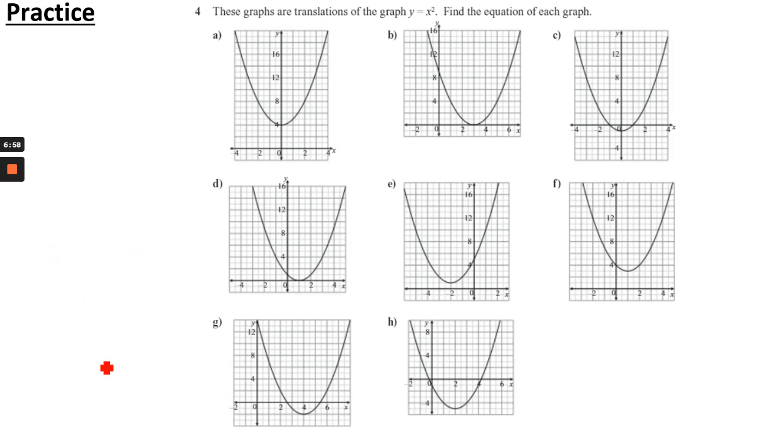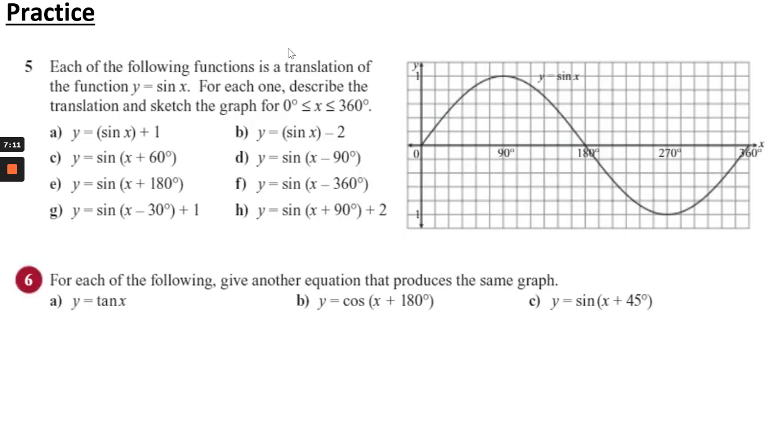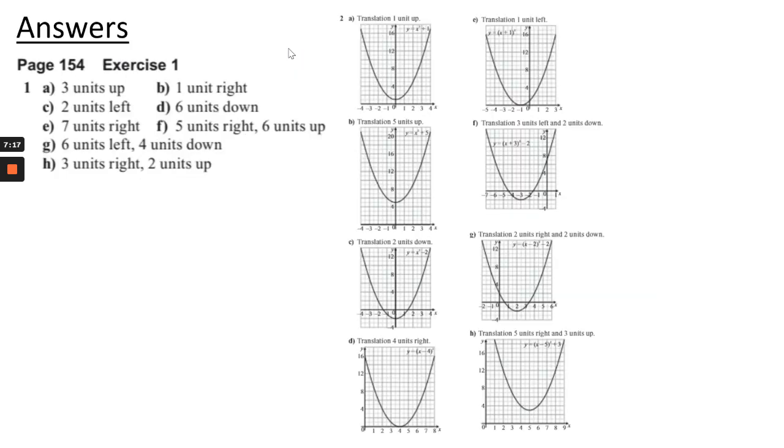Okay, so we've got some more questions before we go through the answers. So you've got, how did you get from the graph of y equals x squared, which goes through the point 0, 0, to the graph that we've got? What has happened to the graph? Okay, 5 and 6. And then here are the answers.